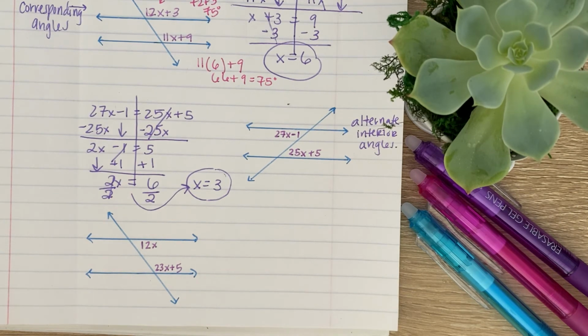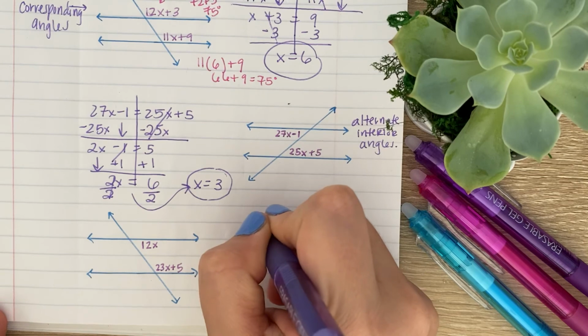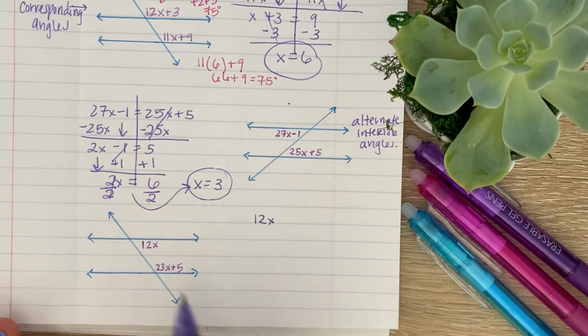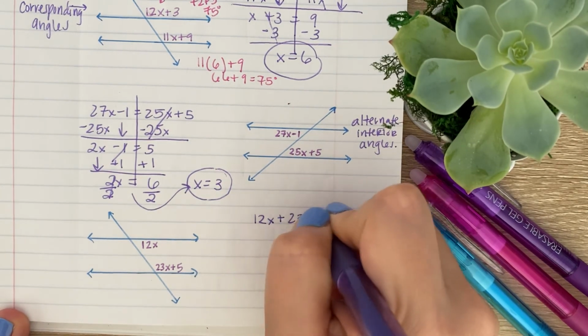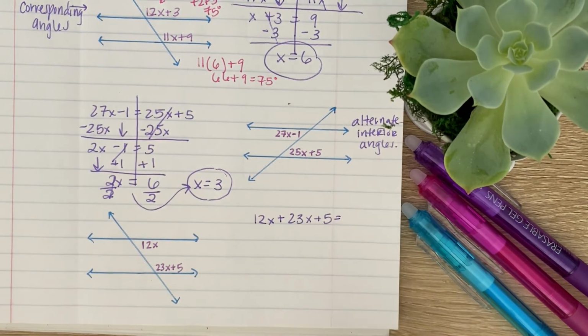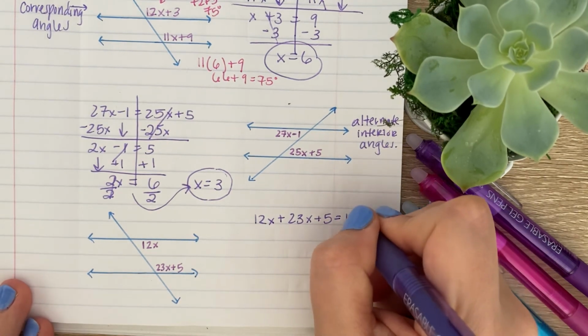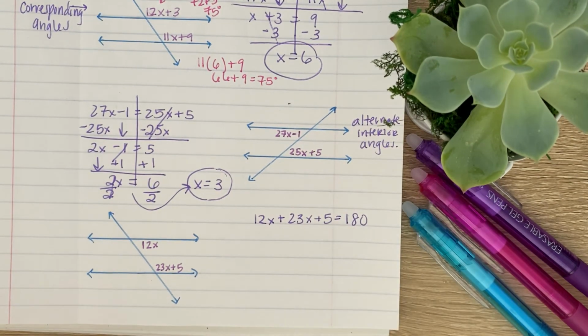And same side interior angles, if you look at your definitions, are not congruent. These two angles, when added up together, equal 180 degrees. So setting up this equation is slightly different because I know this angle, 12x, added up with this angle, 23x plus 5, is equal to 180 degrees. Okay, so now, again, just slightly different.